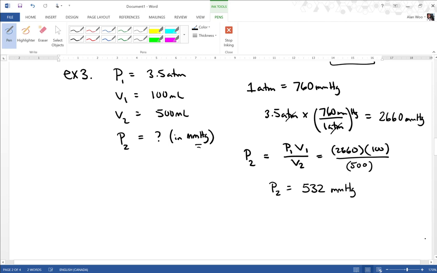We can kind of expect this, because if you look at our volume, our final volume has increased from 100 to 500. So if there's an increase in volume, the pressure has to decrease. The pressure started off at 2,660 millimeters of mercury, and now it's decreased to 532 millimeters of mercury. So whatever you do, you can always double check with logic to see whether or not this number is correct. If it's much bigger than what you had originally, there's probably a math error somewhere.